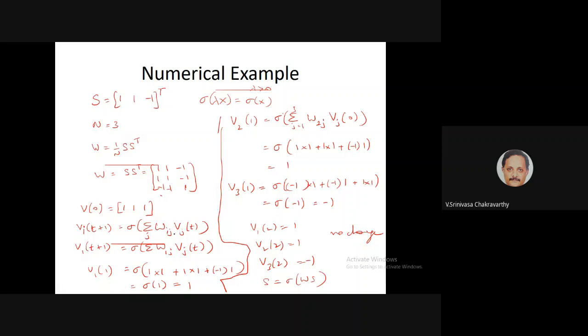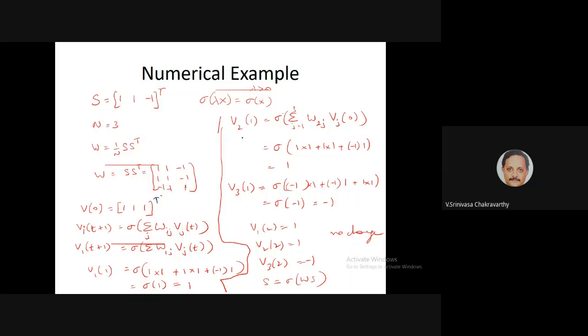So now I take a slightly distorted vector. Instead of taking 1, 1, -1, which is the correct answer, I'm taking 1, 1, 1 as the initial condition. Now let me update only the first bit, V1. So V1 at time 0 is 1. Let me calculate V1 at time 1, which is equal to sigma of the sum of W1j Vj at time t. That will be the dot product of the first row and this vector: 1 times 1, 1 times 1, minus 1 times 1. If I do that, the argument is 1, so sigma of 1 is 1. So it continues to be 1.